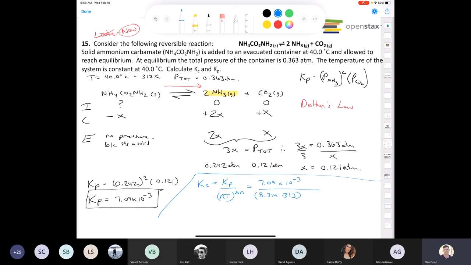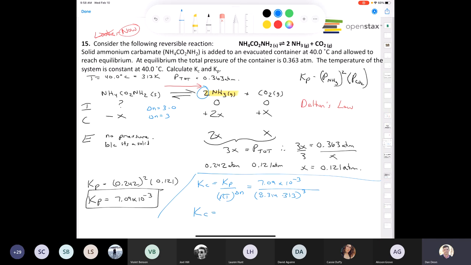Yeah, thanks, Sierra. Delta n is going to be 3, right? We have 1, 2, 3 moles of gas total in the products, and we have 0 here because ammonium carbamate is a solid. So I'll just write it here. Delta n is equal to 3 minus 0. So delta n is equal to 3. So that means we're going to cube this whole thing.